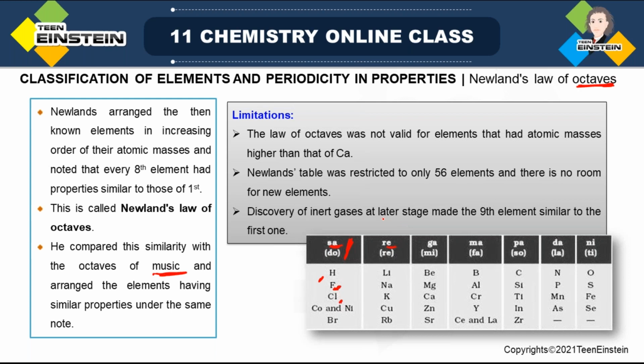The discovery of inert gases at a later stage made the ninth element similar to the first one. Okay, so in this case, what he is saying is that the eighth element has properties similar to those of the first. But actually that is not the case when inert gases were discovered at a later stage. Now we can see that the ninth element has similarity to the first one. Okay.